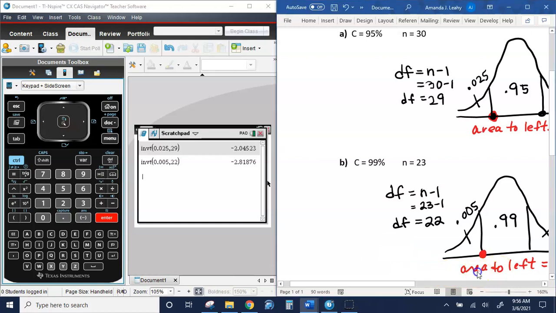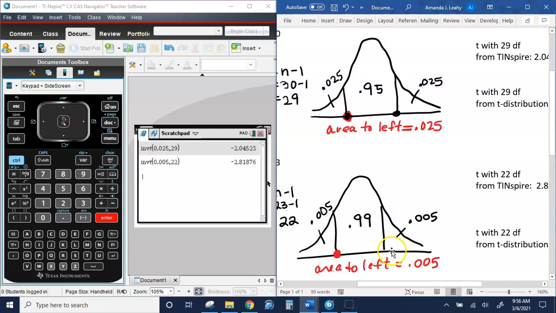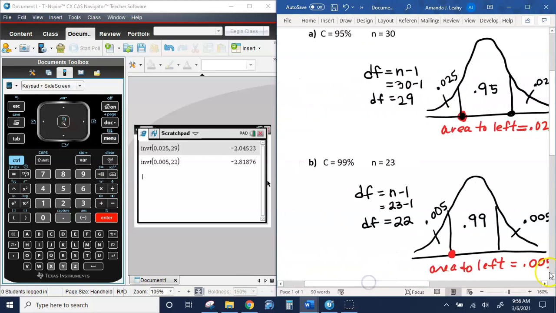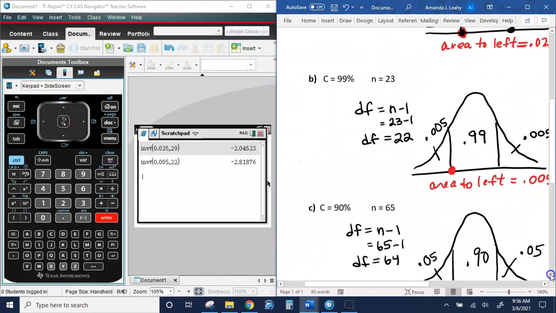Remember, this is the one that I have highlighted here to the left. And the one that matches it would be over on the right side. So from the TI-Nspire, we get the same value, 2.819. All right, now let's do one more, and this one's going to be just a little bit different.